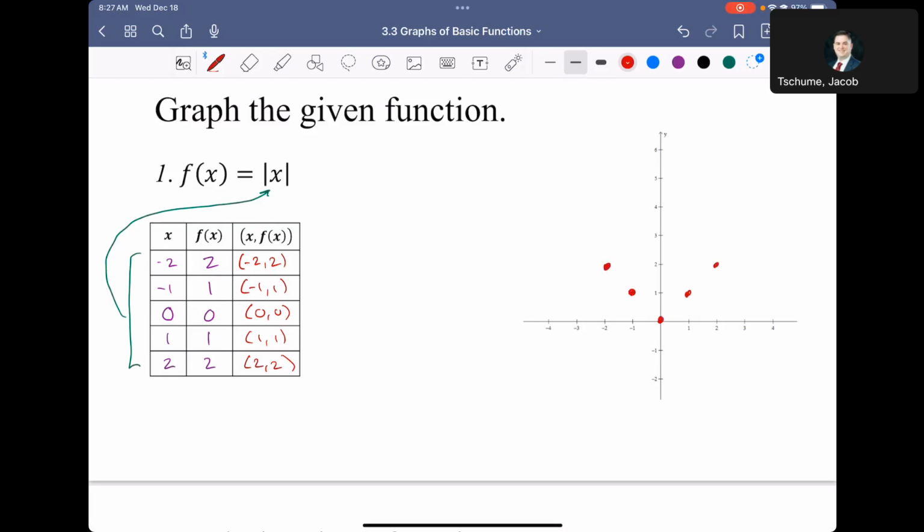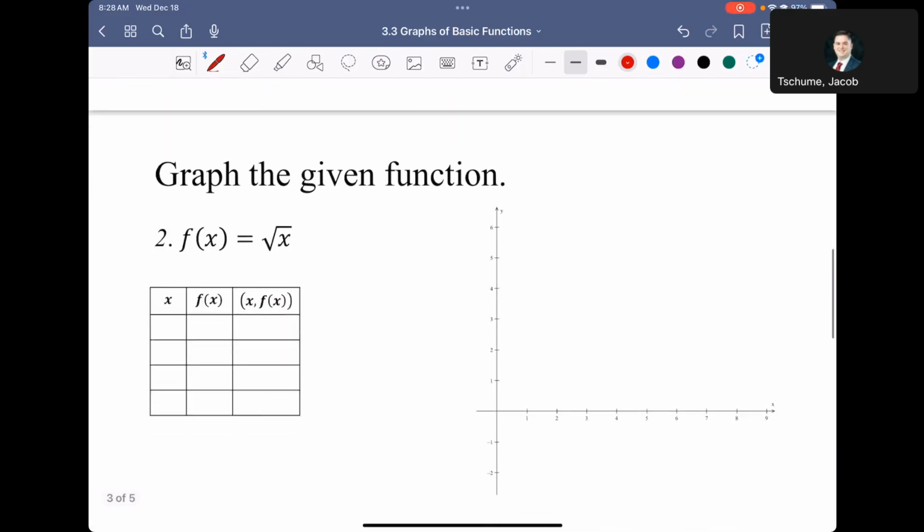What you'll notice is that it doesn't have any kind of curve in it. Instead, this becomes 2 straight lines and thus becomes a V shape. Anytime we work with absolute values in this class, we will graph a V shape where the bottom of that V is at the origin, or the point 0, 0.